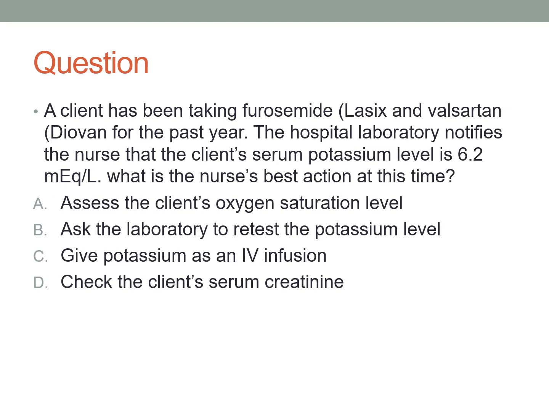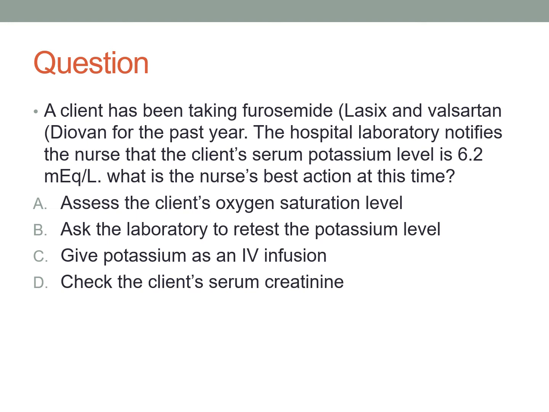A client has been taking furosemide or Lasix and valsartan, which is Diovan, for the past year. The hospital lab notifies the nurse that the client's potassium level is 6.2. What is the nurse's best action at this time? You got the best action, okay? At this moment that you're working on the floor, the lab calls you and tells you, the nurse, potassium level is 6.2. You know the patient has been taking Lasix and Diovan for the past year. What is the nurse's best action?